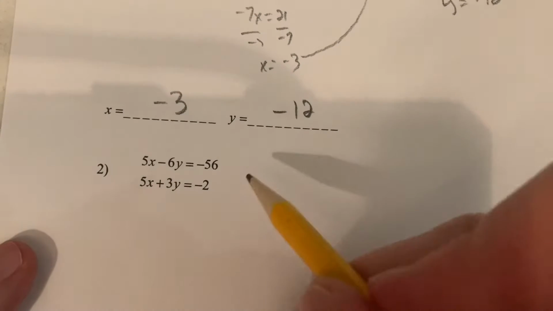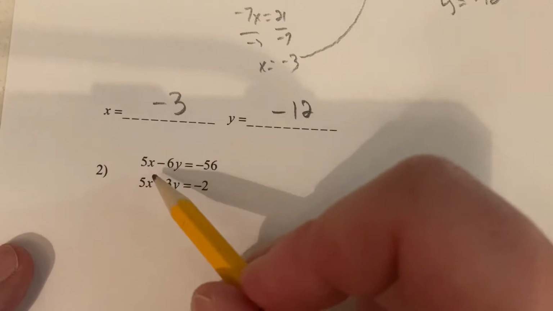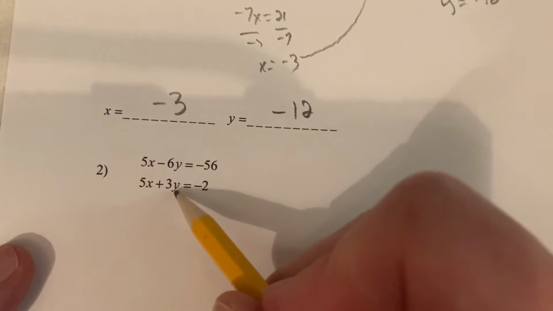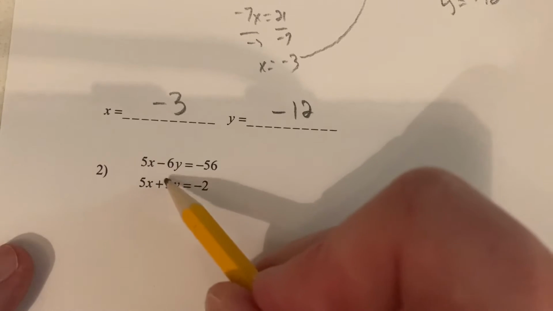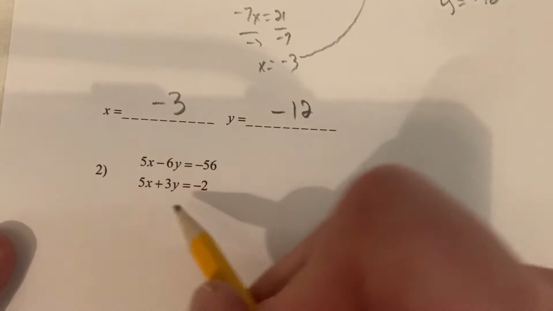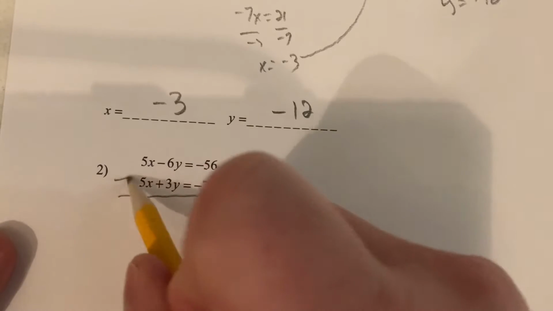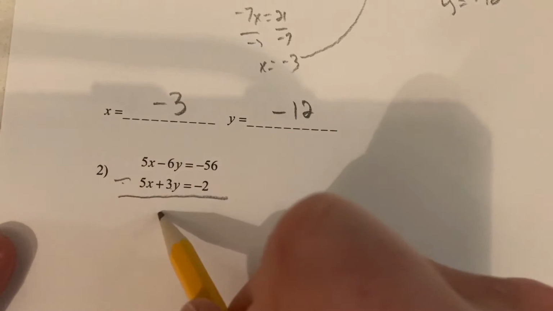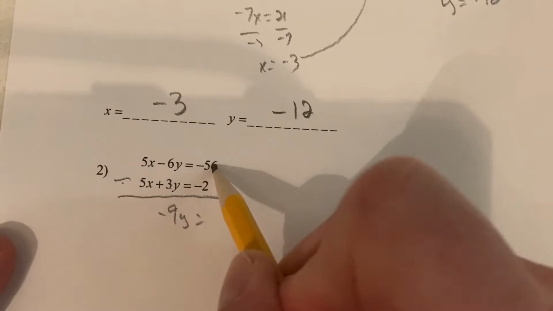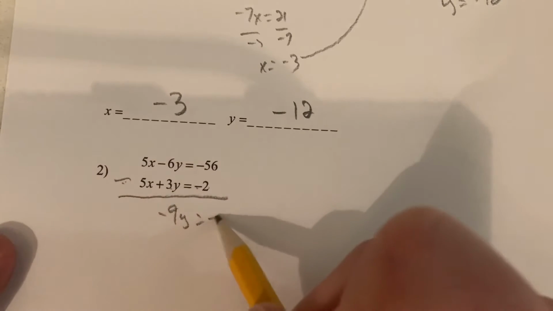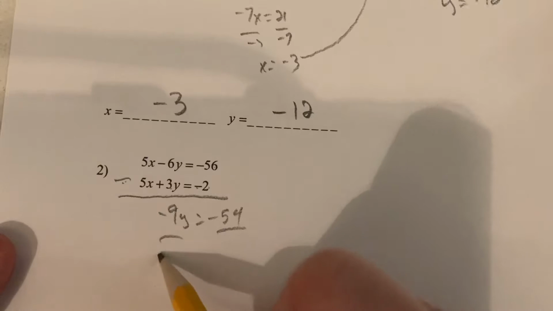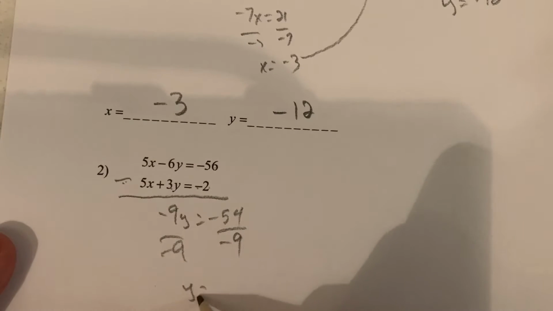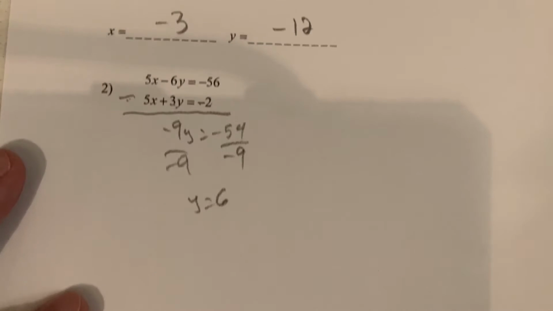For number 2, we see that we've got 5x and 5x. If we wanted to subtract, we could make them go away, or if we wanted to multiply the bottom by 2 to make it 6y, that's up to us. I think since it's already set up, let's go ahead and subtract. So these cancel. Negative 6 minus 3 is a negative 9. Negative 56 minus negative 2 is a negative 54. Divide by negative 9, and we get y equal to 6. So that's our y value.